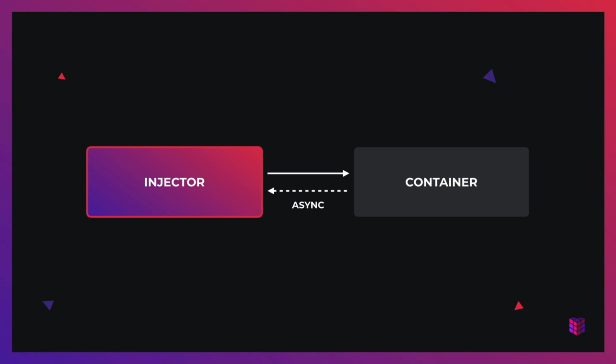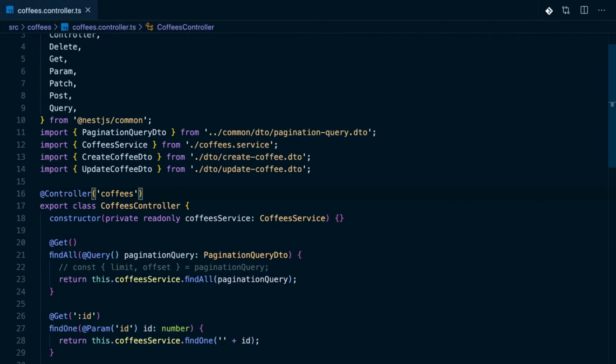Let's take a look at an example in our own code and dive into how it all works. In our coffees controller, when we are using coffee service and injecting it here in our constructor, what exactly is happening in Nest.js under the hood to make all of this work? Well, there are three key steps in the dependency injection process that make it all happen.